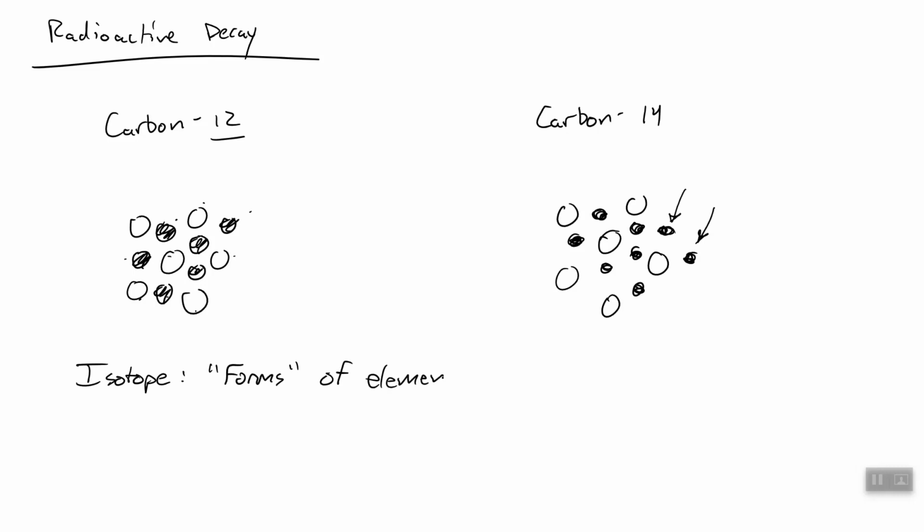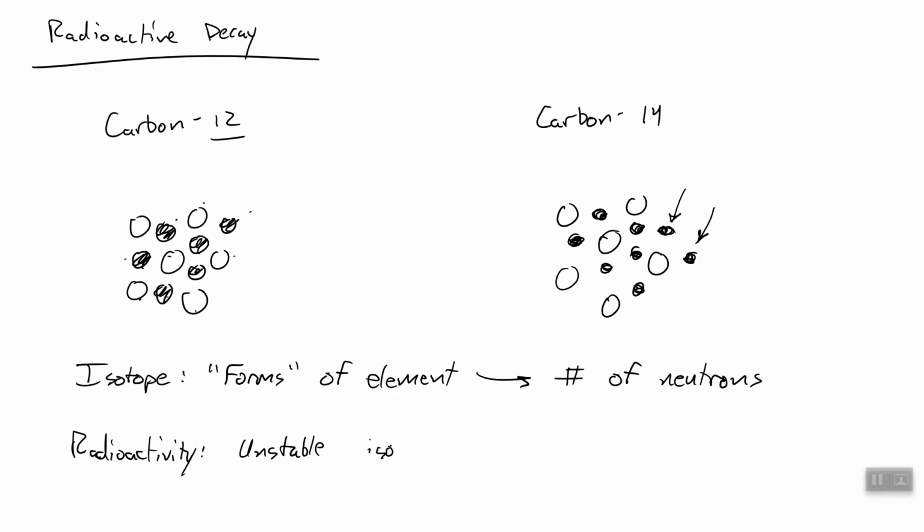And the isotope depends on the number of neutrons. Okay, now radioactivity is when an unstable isotope, something like carbon-14, emits various particles until it becomes a stable isotope.